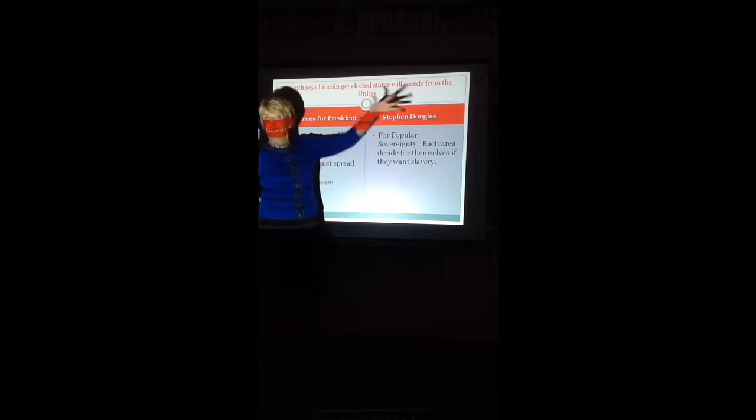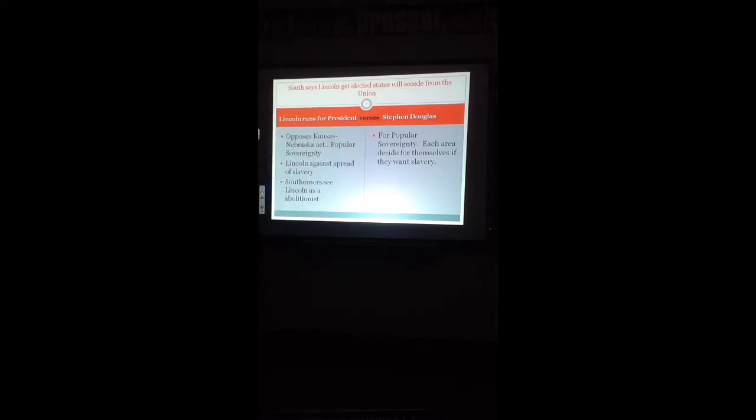So the South says, we know Lincoln hates slavery. If he becomes president, he will totally destroy our right to have slaves. We will lose this. So the South says if Lincoln gets elected, if he becomes our president, he hates slavery, we will secede. We will leave. In a sense, we will divorce. We will get out. We will no longer agree to be a part of this union. We're getting out. And so Lincoln runs for president.